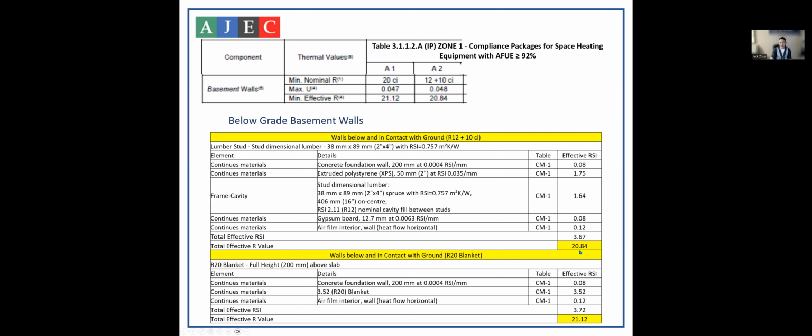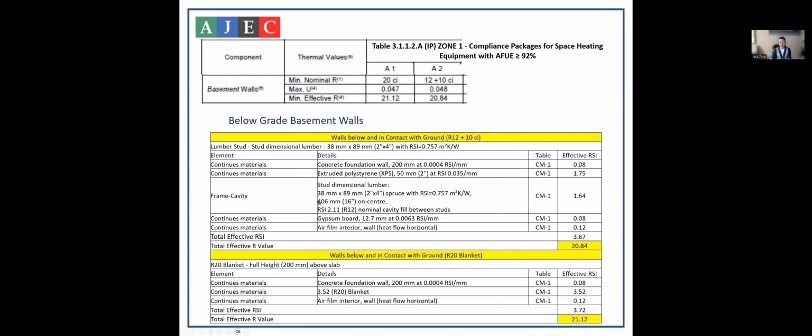So R20 is R20.84, and this is R21.12. If you are interested in understanding where these numbers came from, this is the way they calculate it to reflect R20.84. Again, it is critical for you to learn this for the next version of the building code, because you're going to get bonus points when you learn this skill for building code compliance.